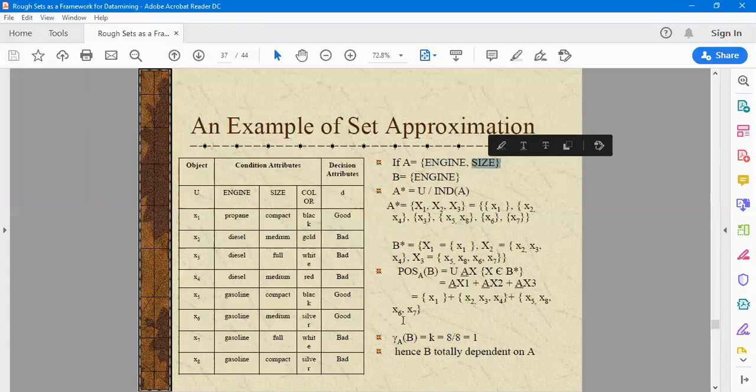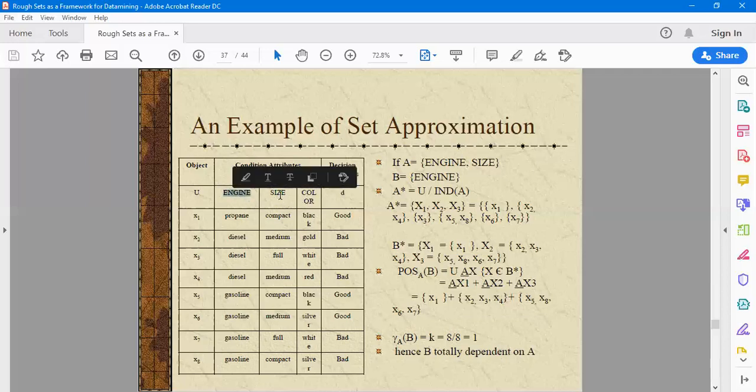engine and size. Likewise, you have to feed this in the algorithm in a for loop, where you need to consider every permutation and combination. So how many permutations and combinations? Since there are three attributes, one combination would be engine and size, one would be size and color, so two. Then one would be individually engine, three. One would be individually size, that is four, color five, and all three, that is six. So if there are three attributes, 2 to the power 3, you can consider this.